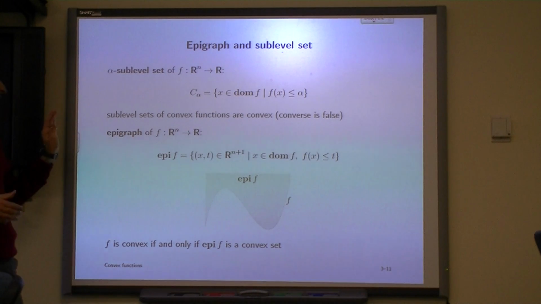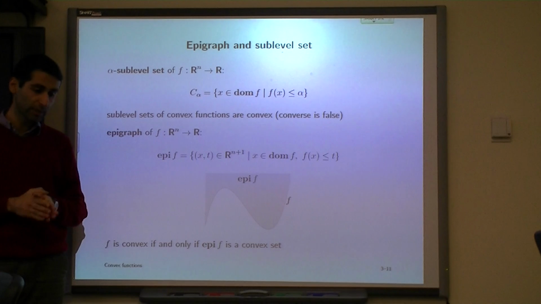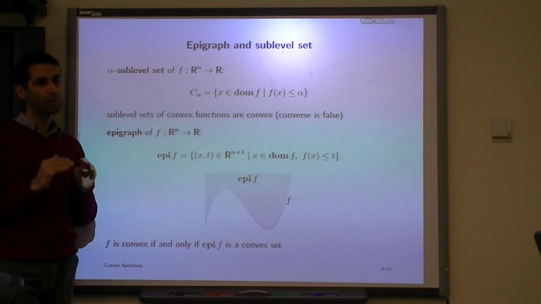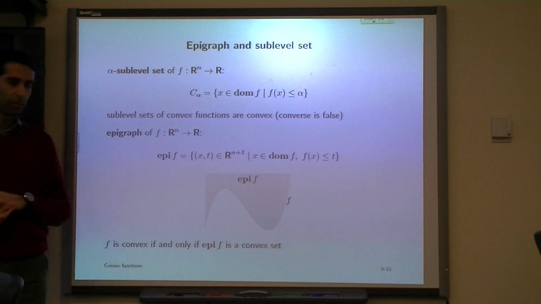If the function is convex, the sublevel set of that function is convex. But if the sublevel set of some function is convex, it doesn't necessarily mean the original function is convex.